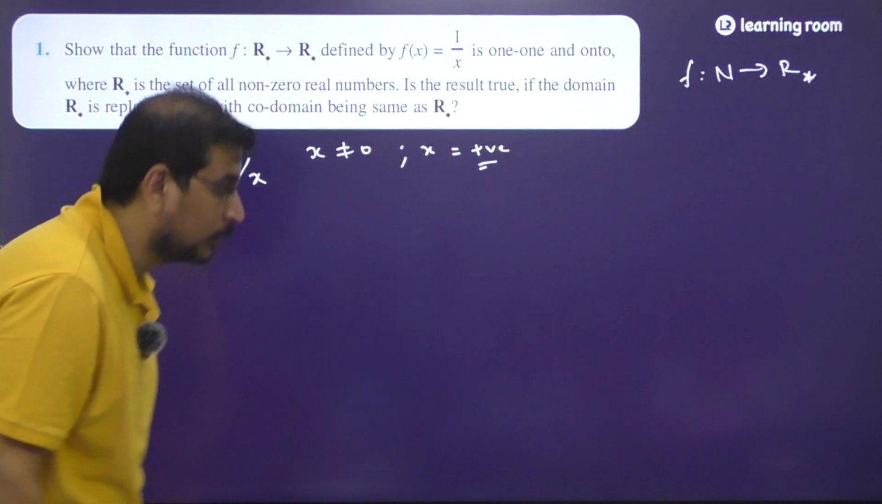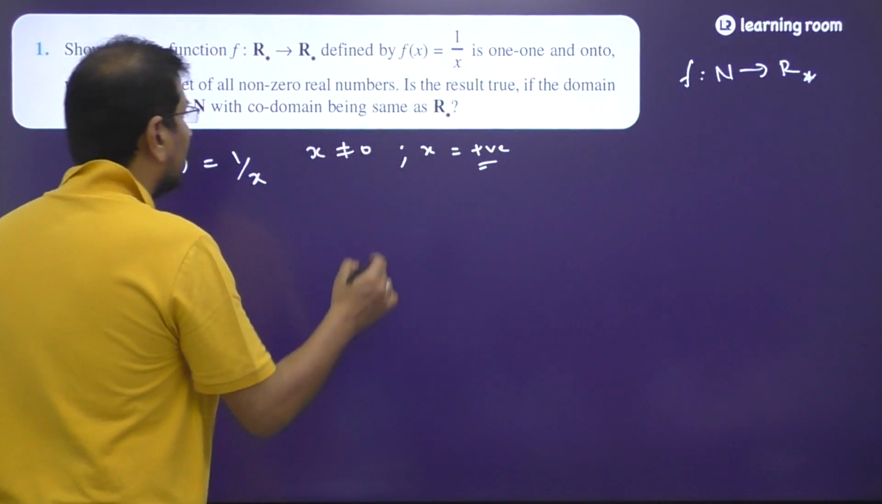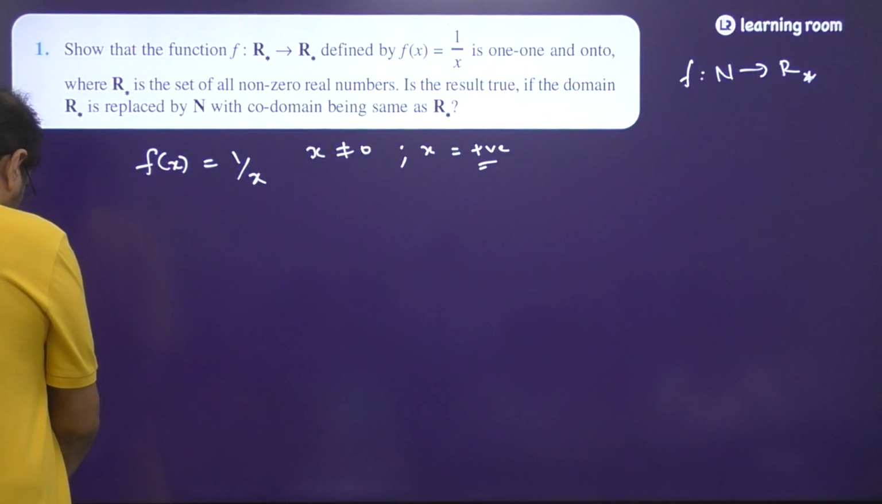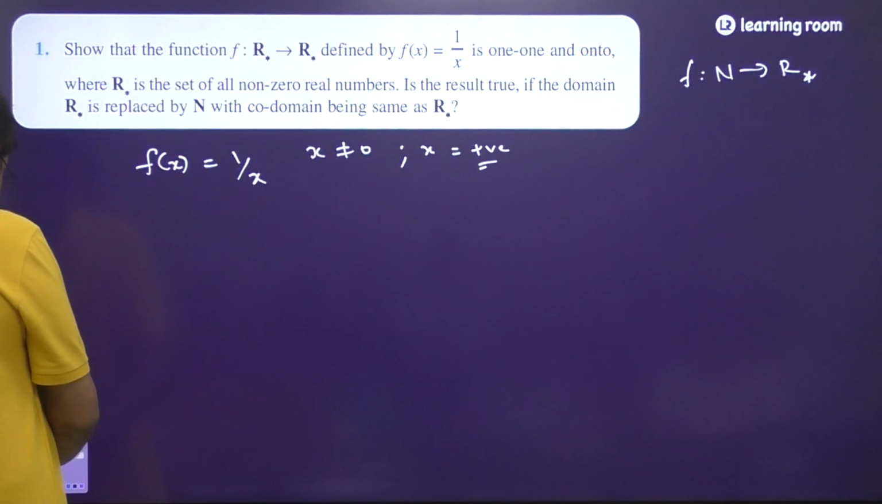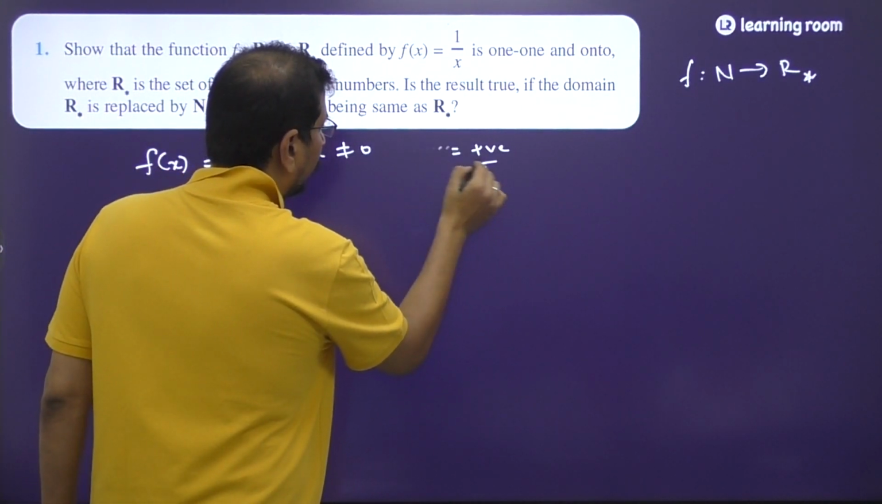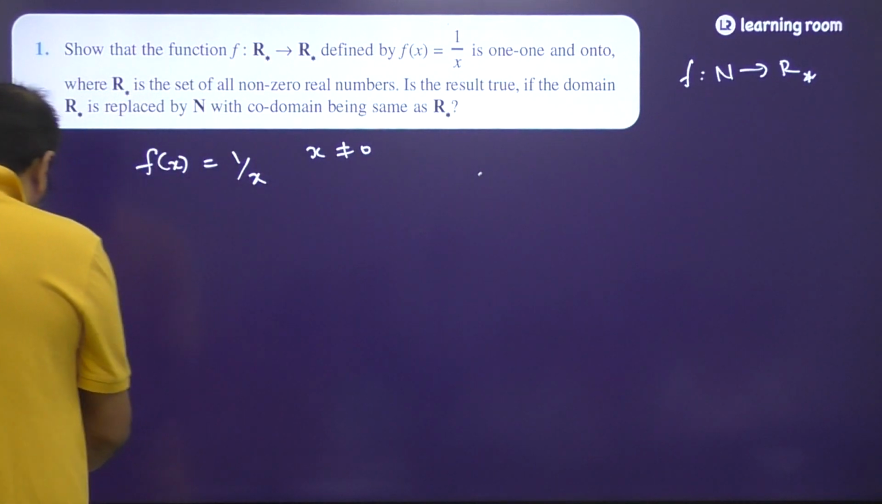Oh, they told non-zero. Oh, sorry. Okay. So x is not 0, that's it. I'm sorry. Yeah, except 0, all the values you can take. I thought non-zero positive number, sorry. So that is obvious.